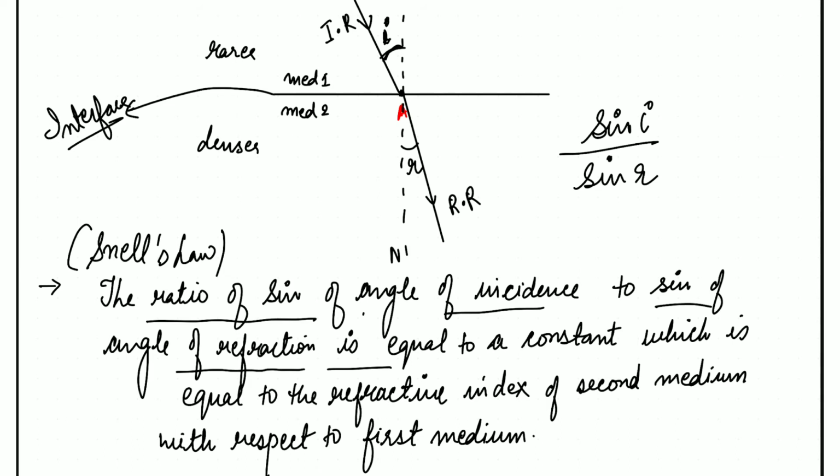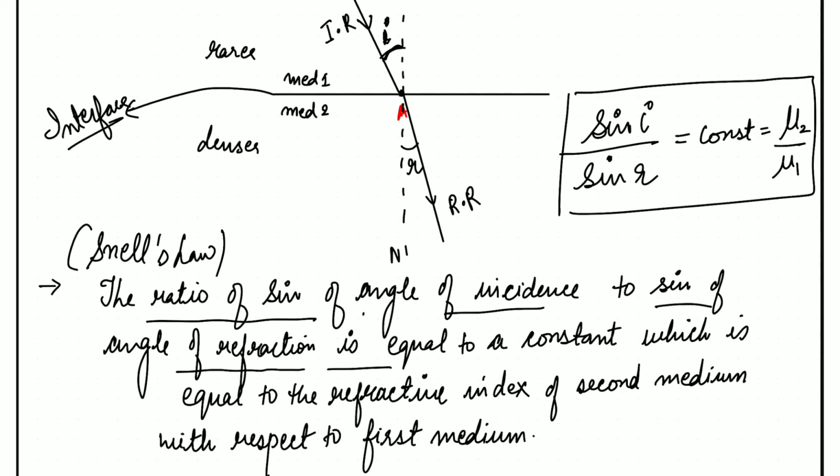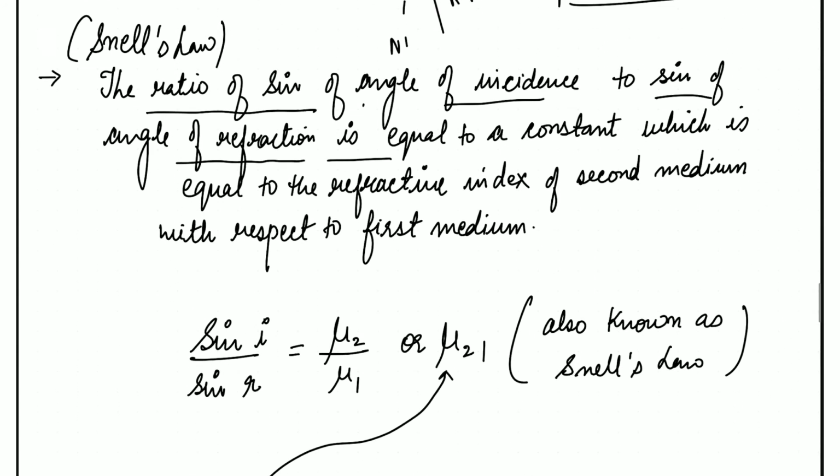This is what the statement is saying: the ratio of sine of angle of incidence to the sine of angle of refraction is equal to a constant, which is the refractive index of the second medium with respect to the first medium. So it is equal to the refractive index of second medium upon refractive index of first medium, right? This is what it is telling you.